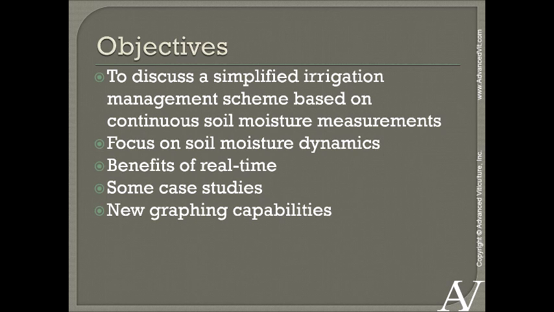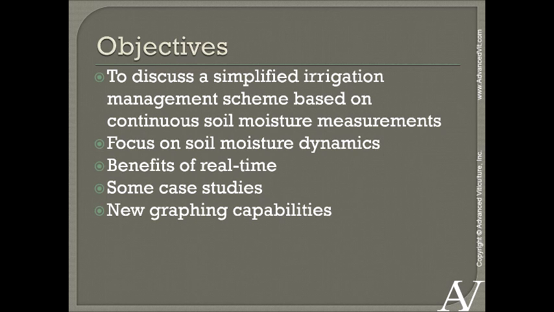Anyway, so the objectives today is really, I call it a simplified irrigation management scheme. And it's so simple, sometimes I wonder if I shouldn't tell anybody because it's so easy. It's not easy. It's easy to talk about, it's easy to do. Sometimes it's easy to incorporate because it does take a little bit of trust and a belief in your measurements. Focusing on the soil moisture dynamics, and that's kind of where it will apply to any crop. The benefits of the real-time measurement versus static or snapshot type of measurements. I'm not going to go into that a lot in this discussion, but I think it'll become apparent.